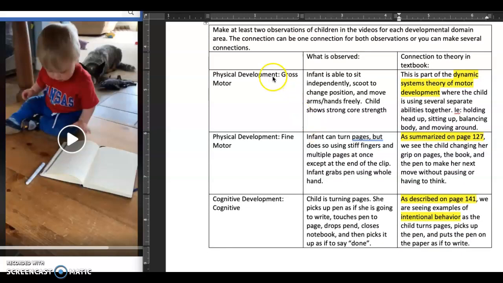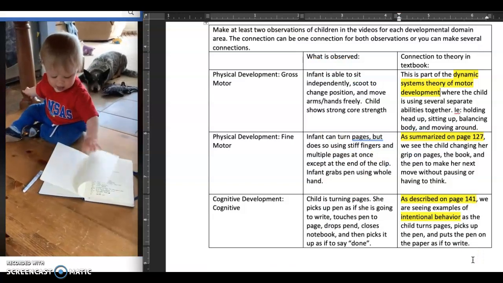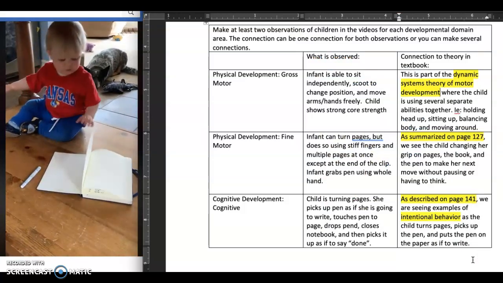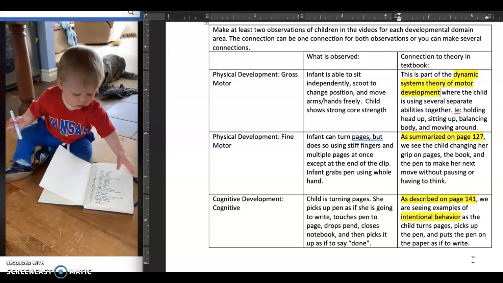Scrolling on down, I want you to describe observations that you see with gross motor development. So let me play part of the video. Okay, you can see that she is able to sit independently. She can scoot to change position and move arms and hands freely. Child shows strong core strength. That's what I saw. That's what all you're putting here.